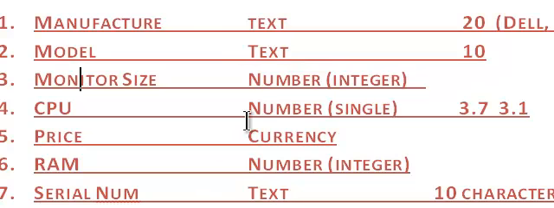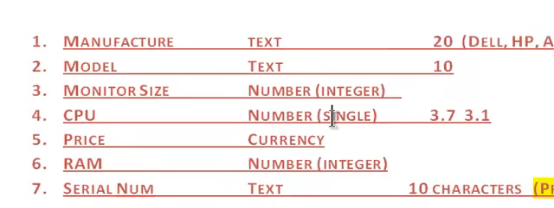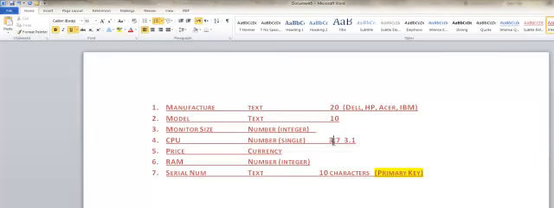The monitor size, we have to choose it as a number, but specifically I have to choose that as an integer, so we don't have a fraction of an inch. The CPU, on the other hand, is a number, but it's a single, meaning it's going to allow me to have a decimal point and digits to the right of the decimal point.